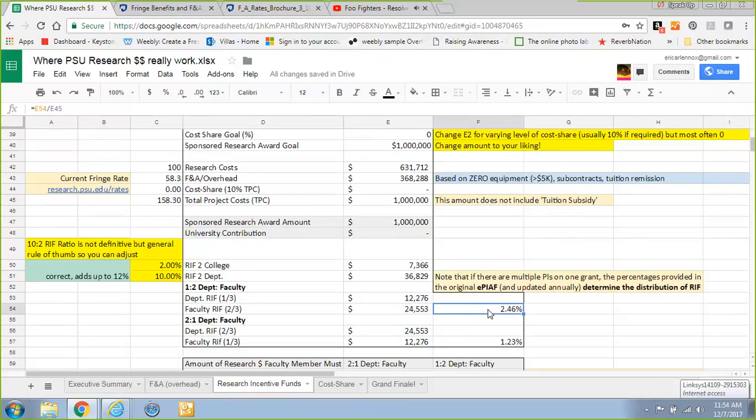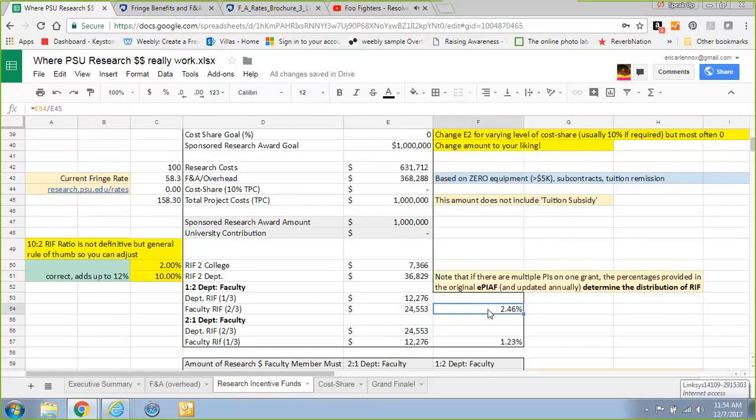of the research funds back in the form of research incentive funds. But overall, that's a very, very small amount. $12,000 to $24,000 on $1 million worth of research.